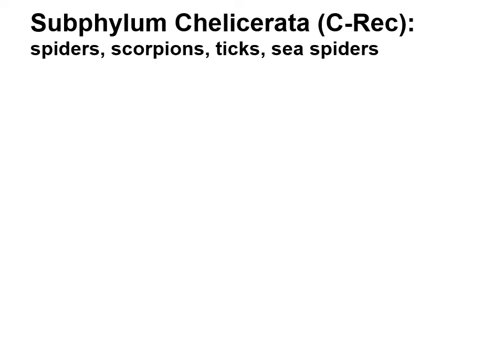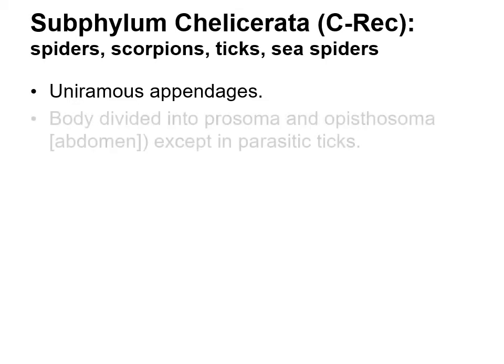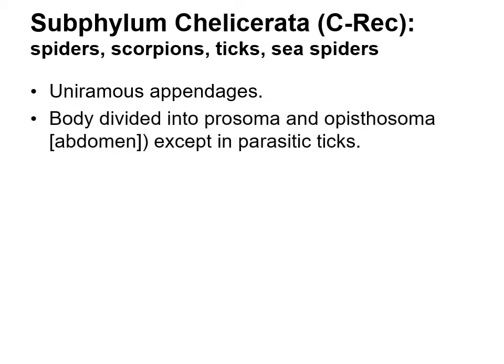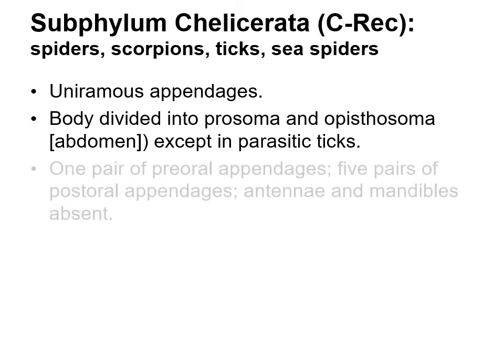Let's look a little bit at Cheliceratans. Chelicerata, these are spiders, scorpions, ticks, and sea spiders, so everybody's favorite for some reason. These are around from the Cambrian to today. So all chelicerates are uniramous with their appendages. They come to a single point on the foot. The body is divided, instead of into all these head, abdomen, thorax, it's essentially a prosoma and an opisthosoma, which is the abdomen. So it's a head and a body, with the exception of parasitic ticks. They have a slightly different setup.